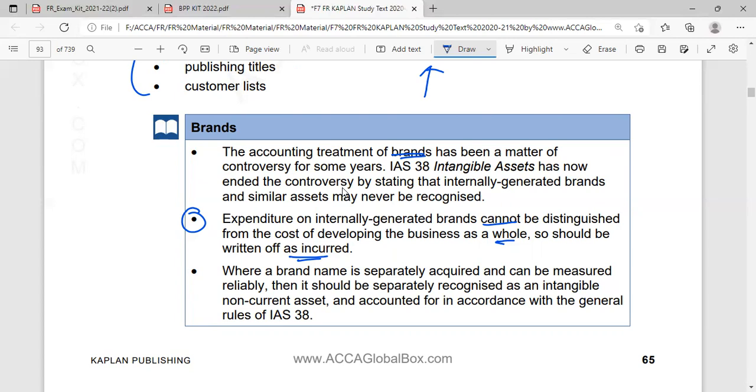Where the brand name is separately acquired, then we call it a purchased brand. Then we can show it as an intangible asset, under non-current assets as an intangible as per IAS 38. So a purchased brand can be shown, but here we are talking about a self-generated brand, which cannot be shown.